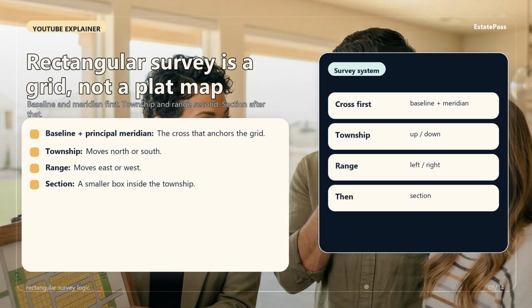Now switch to rectangular survey, which sounds uglier because the vocabulary is different. Here, you are not inside a subdivision map. You are inside a large government survey grid. The usual mental order is find the baseline and principal meridian, move by township and range, then zoom into the section.